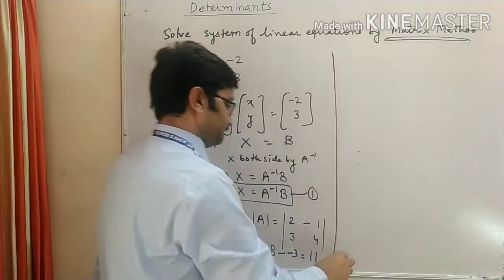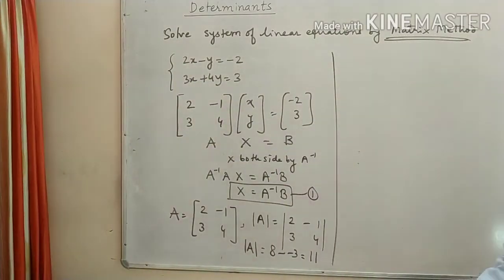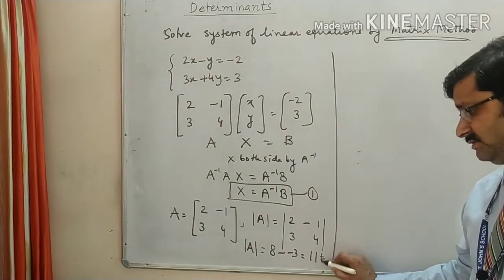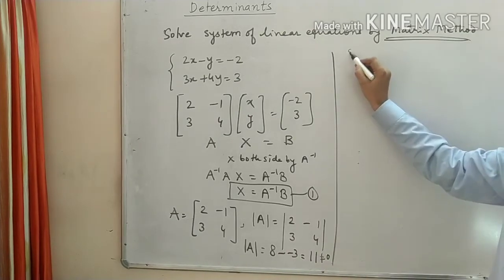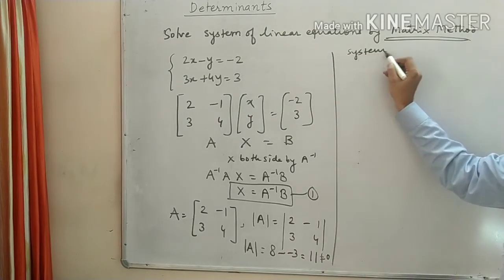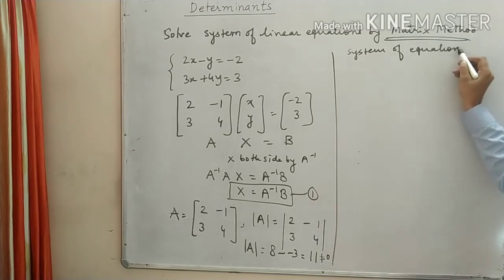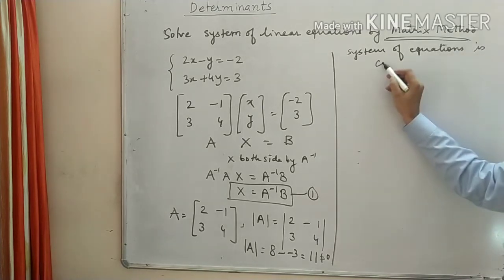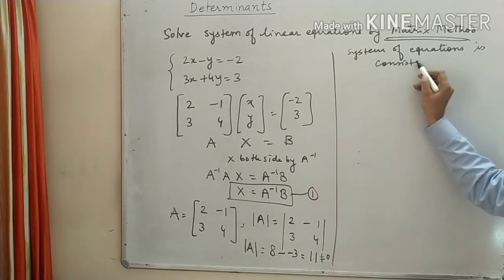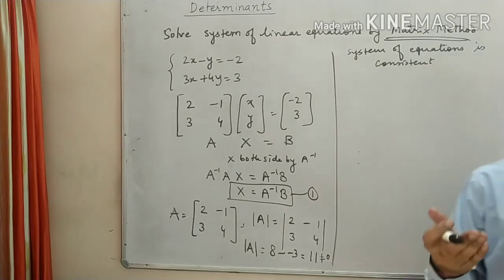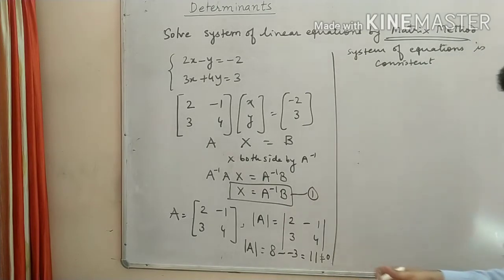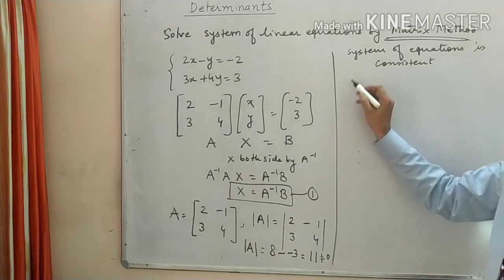Now look here, this is not equal to 0. This is not equal to 0 means the system of equations is consistent. Means you can find the value of x and y. How can we find it? Look here, you will find the A inverse.